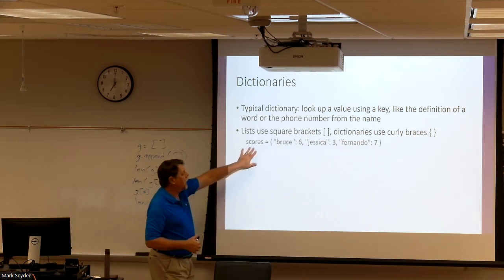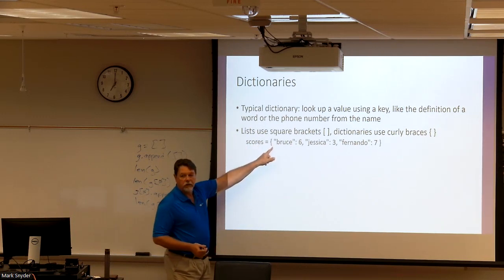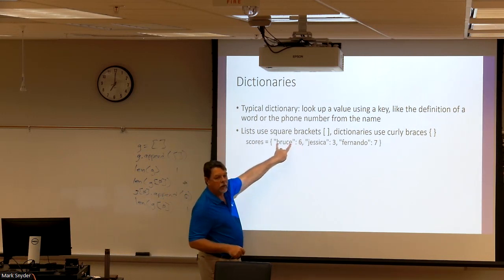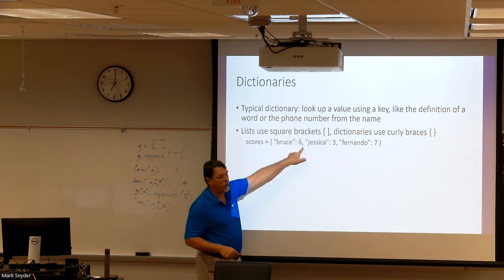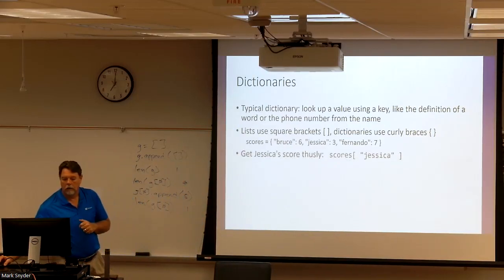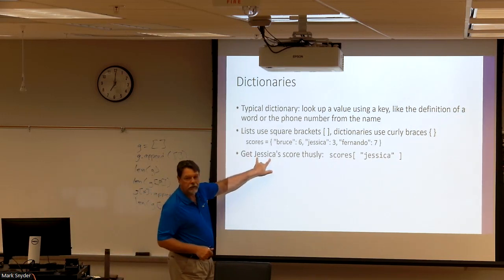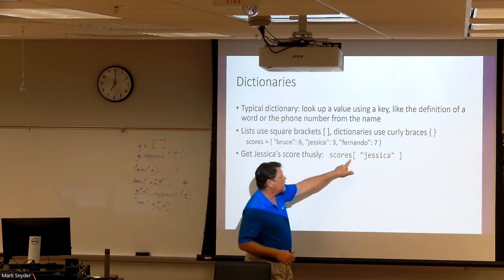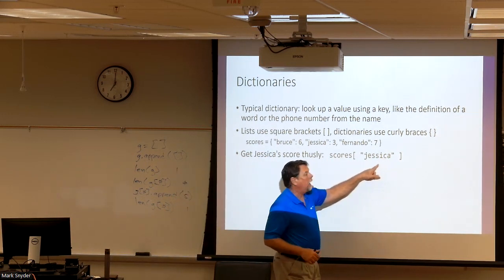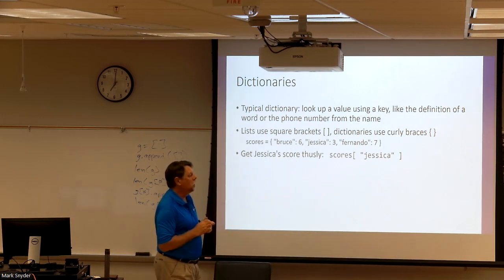So in order to initialize something called scores in a variable, I know that's a dictionary because I'm using curly braces. The syntax is you give it the key value, colon, and the value. So key, colon, value. If I want to get Jessica's score, so I'm using Jessica as the key, then I say scores sub Jessica, and that's going to return 3.